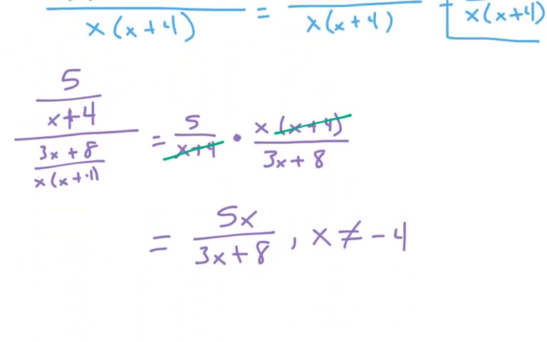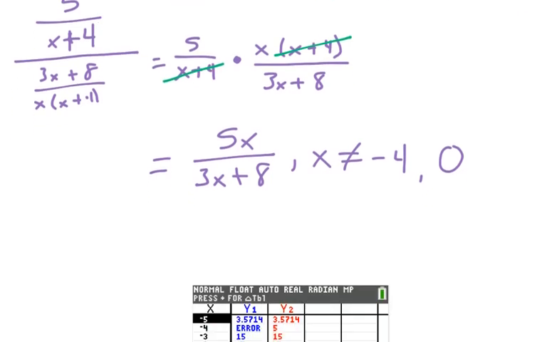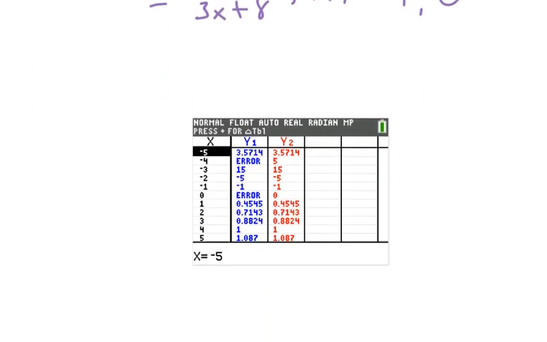So when we go back to write our answer, we cannot have 0 either. Let me make it better, 0 here. X cannot be -4, or it cannot be 0. And just to show you that, to be sure, what I did was I typed in the two functions. The blue one here is the original function, what we started with. The red one is our simplified answer.